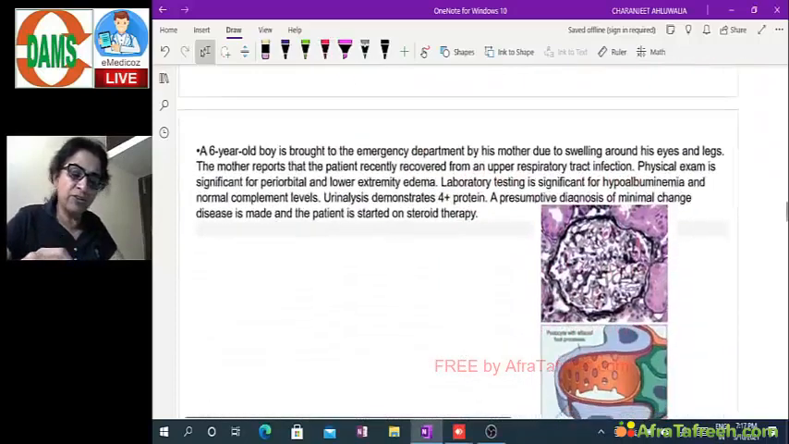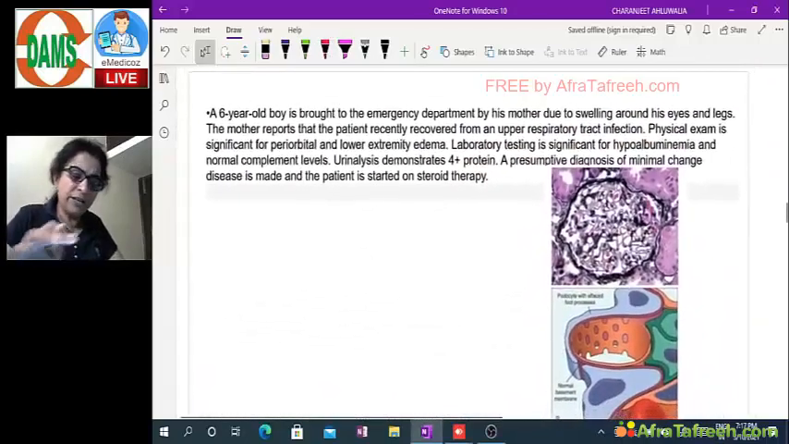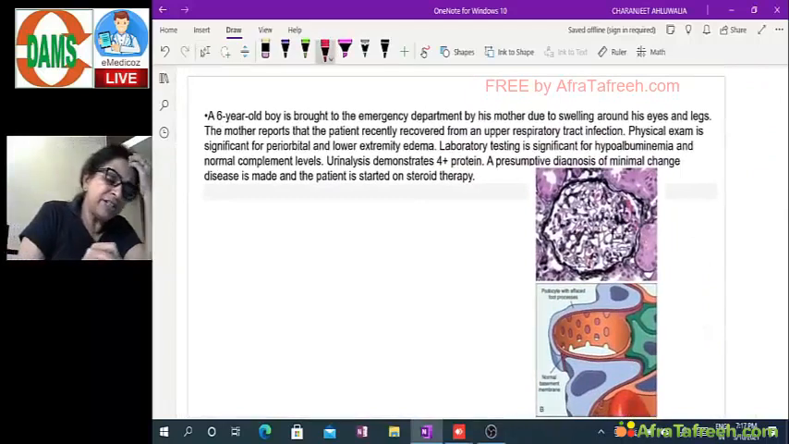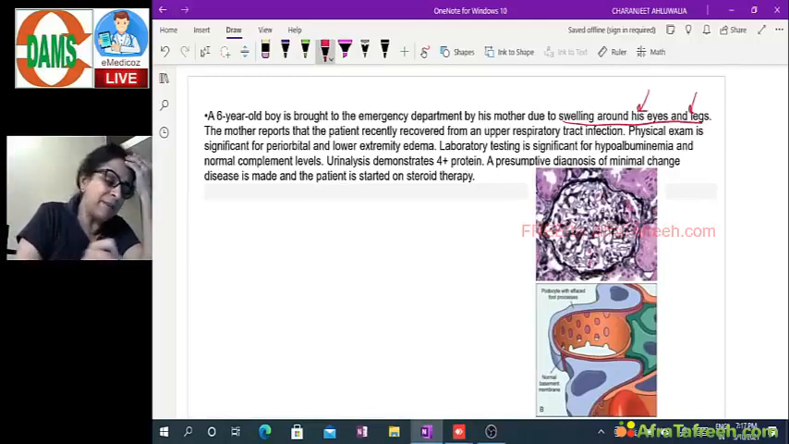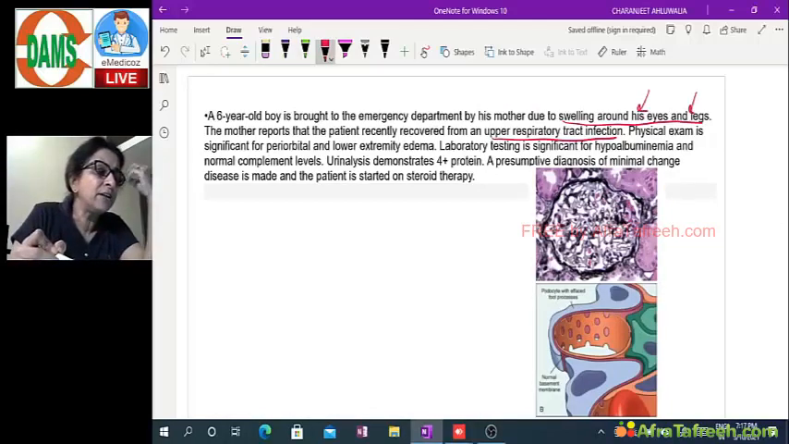Okay, coming to question 3. This is just a history. A 6-year-old boy is brought to the emergency department by his mother due to swelling around his eyes and legs. So periorbital edema is there, and in the legs also. Mother says that the patient recently recovered from upper respiratory tract infection.